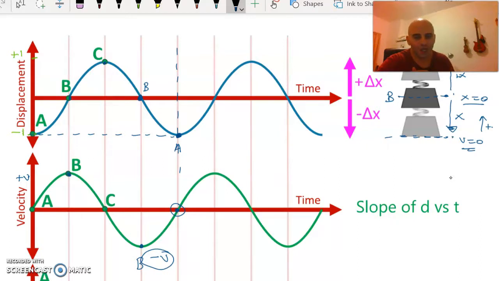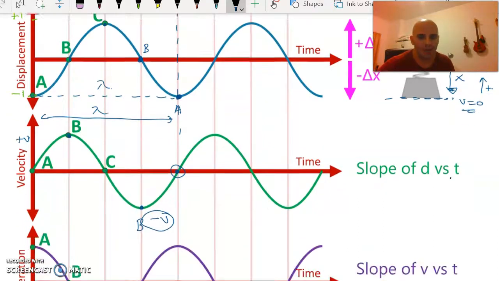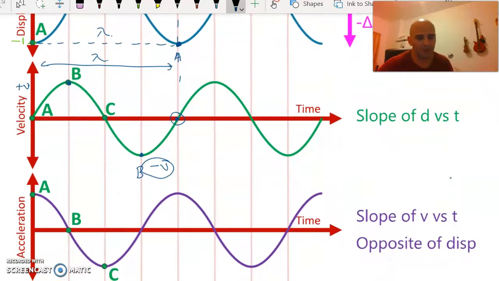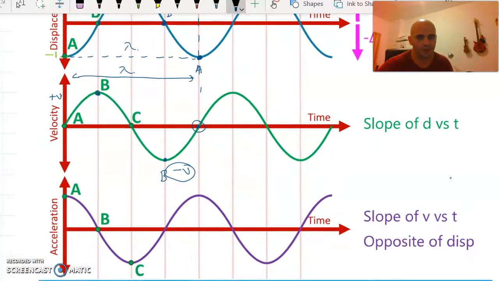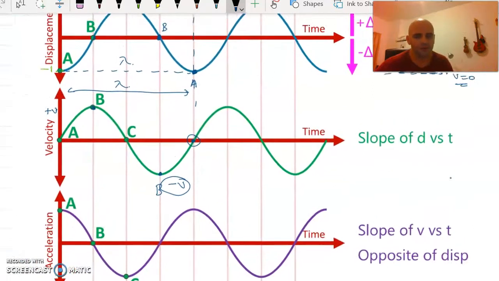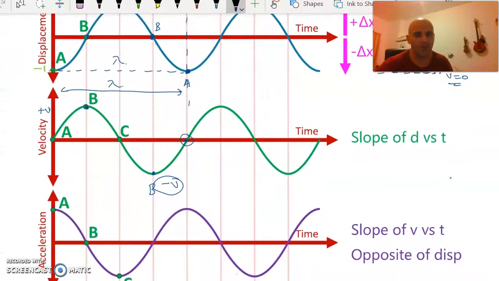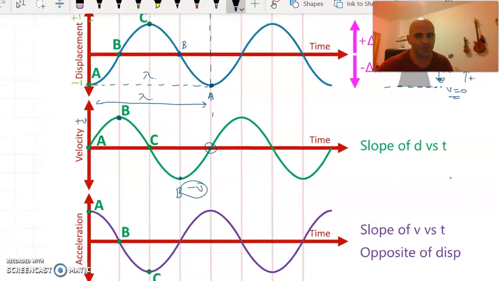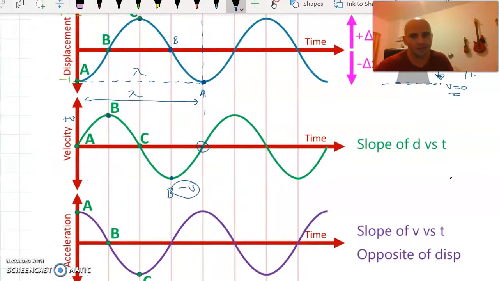So again, we get one full repeating pattern in that same time frame. Okay. So between here and here, this is one wavelength. Lambda, of course, being the symbol for wavelength. Okay. If you go through it yourself now and think about the acceleration, well, the acceleration was doing the same thing, but in the opposite direction to the displacement. So again, I think the displacement one is probably the best one to think about.